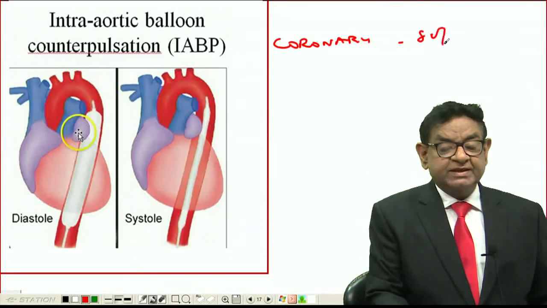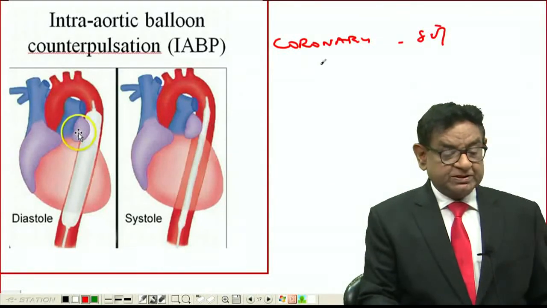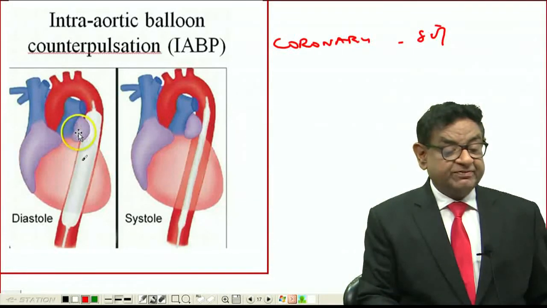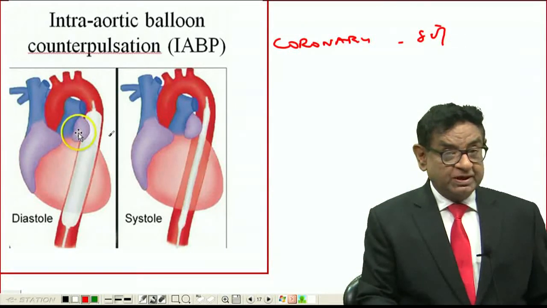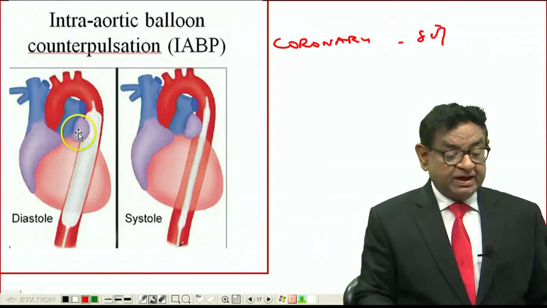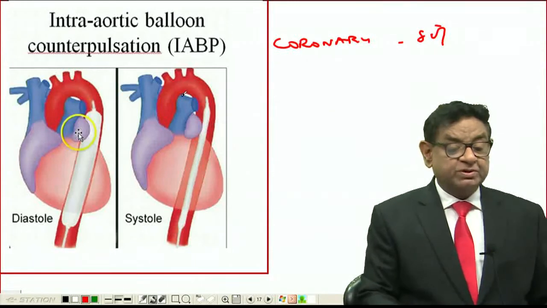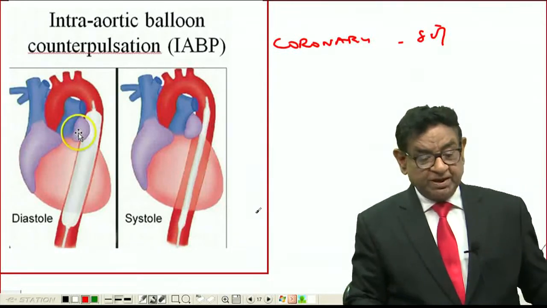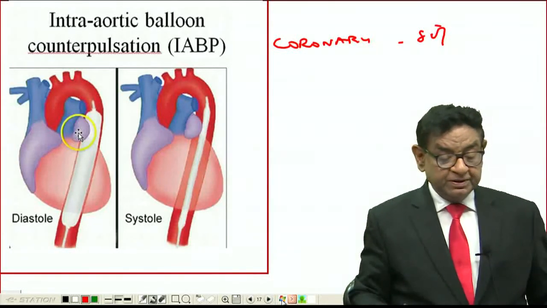80% coronary filling occurs in diastole. So that's why it's very essential that we are maintaining the pressure in diastole, so that in systole, when the heart beats, it also tends to push the blood forward.